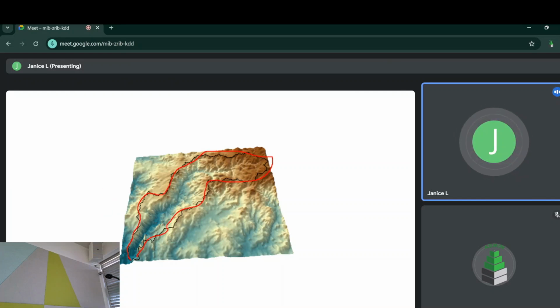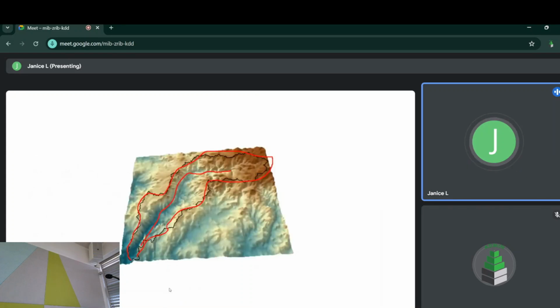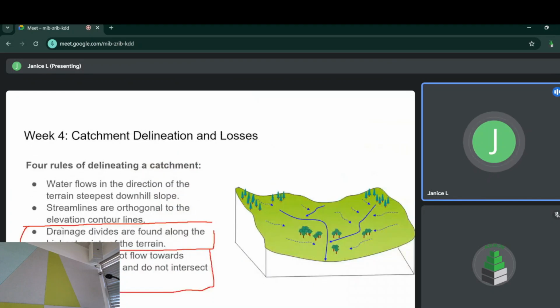And maybe here it looks to be like a valley that goes down there. And what it means basically is, as we were saying before, drainage divides are found along the highest points of the terrain. On mountain peaks, on mountain ranges, the highest points of the terrain, you connect it all up, and that's what you have as a drainage divide. And streamlines do not flow towards drainage divides and do not intersect them.